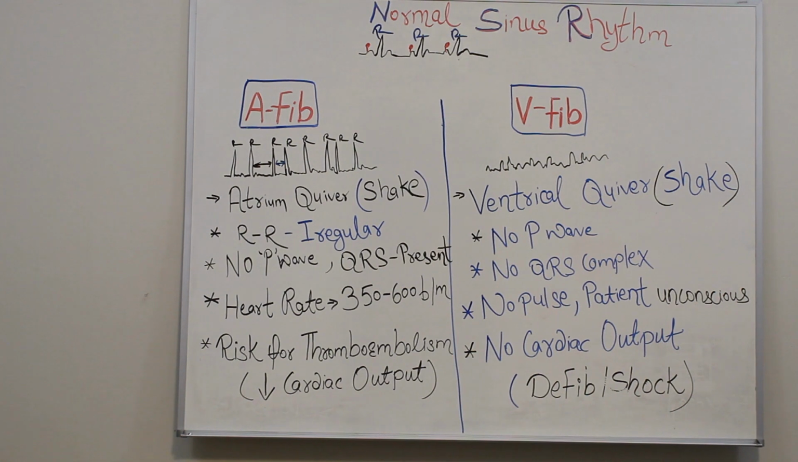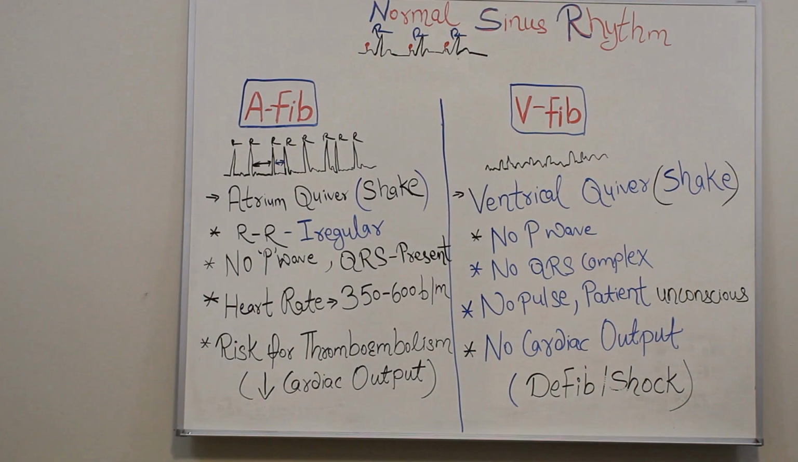So in NCLEX, if they give any of these rhythms, we can easily differentiate between AFib and VFib by looking at the wave, looking at the P wave, looking at the QRS complex.